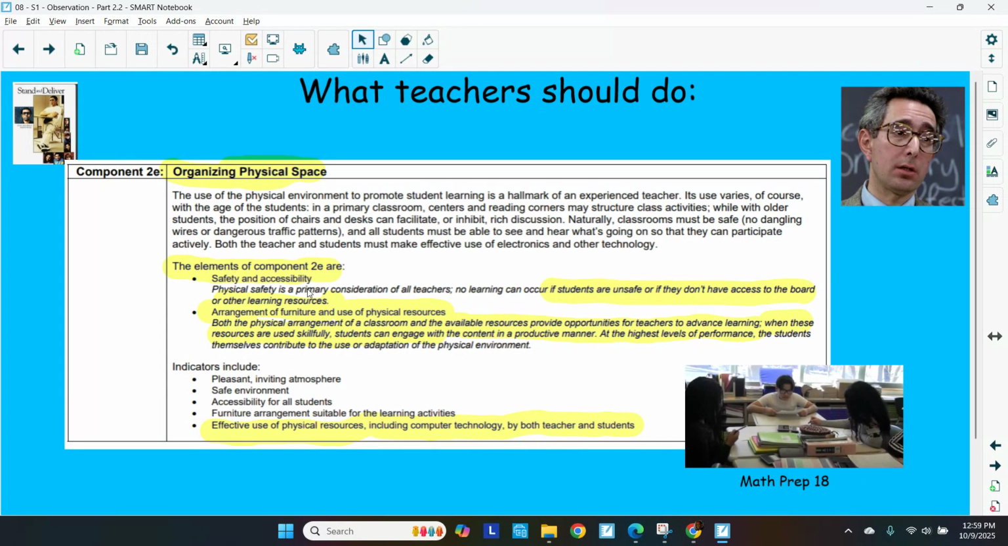All right, where am I? Component 2E, organizing physical space. So your desks have to be arranged so that everybody can have access and it's safe. Safety and accessibility are the two key things that they're looking at. Use the physical resources, including computer technology, by both teacher and students.